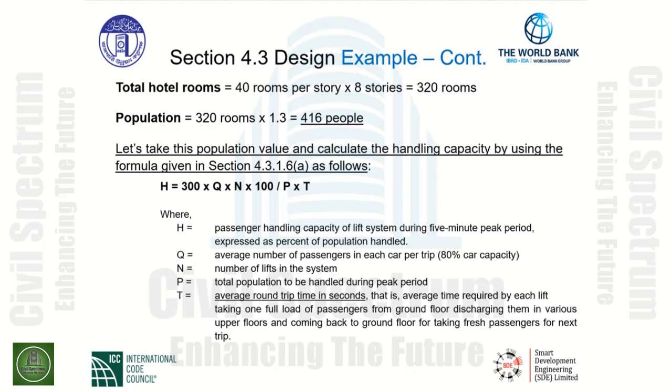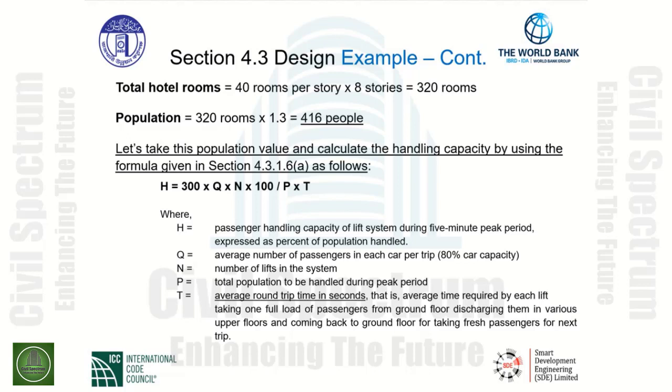For the population, we take 320 rooms and multiply it times the factor that we found in Table 8.4.8. We multiply the rooms times this factor, and this allows us to equate 416 people as total population.